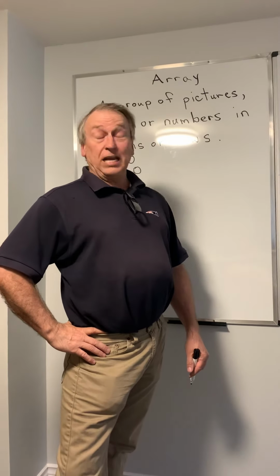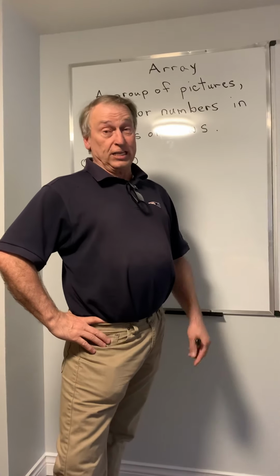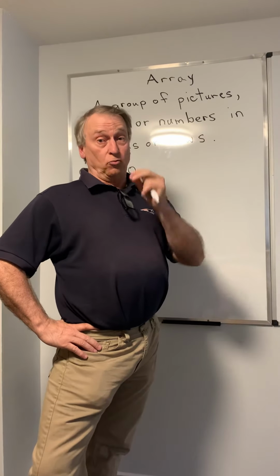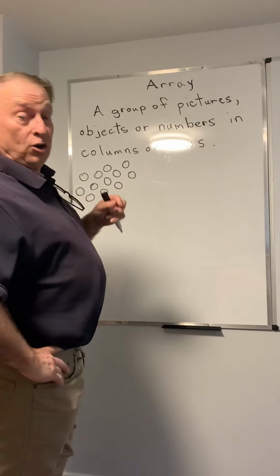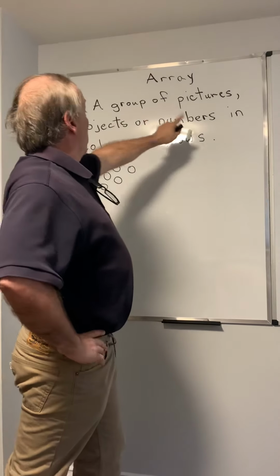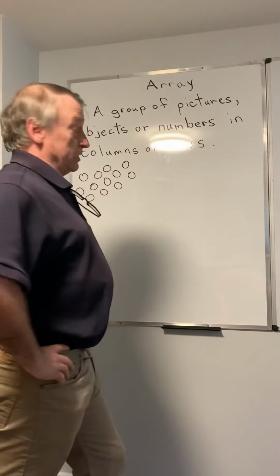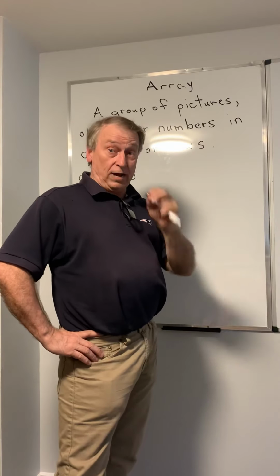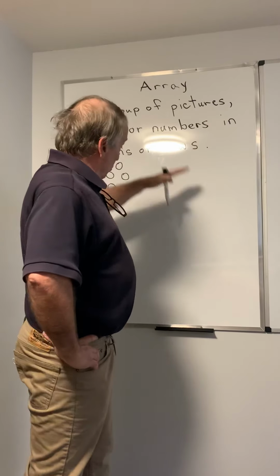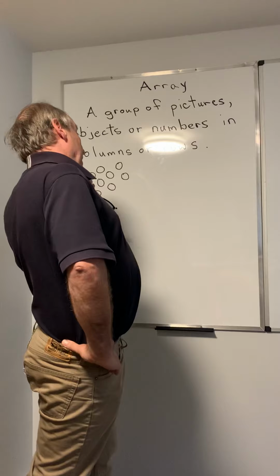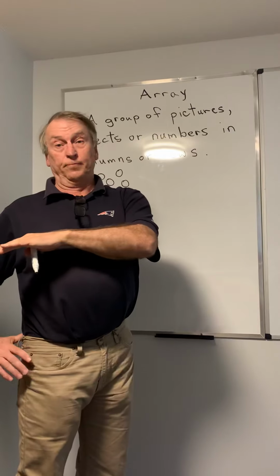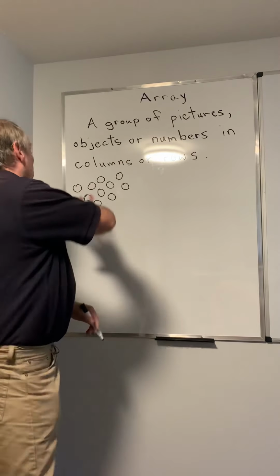Today we're going to look at arrays, and specifically a certain type of array, which is a rectangular array. An array is a group of pictures or objects or numbers in columns or rows. If it's a rectangular array, then you have the same number in the columns. All the columns would have the same amount, and the rows going the other way would have the same amount in each row. Okay, so what we're going to do, we're going to look at this first.